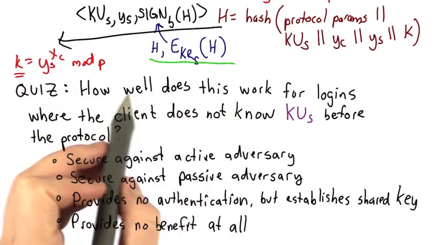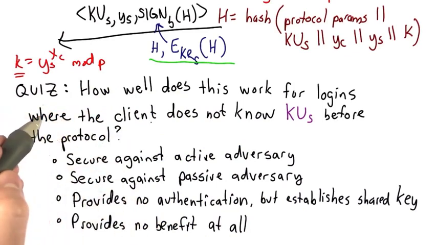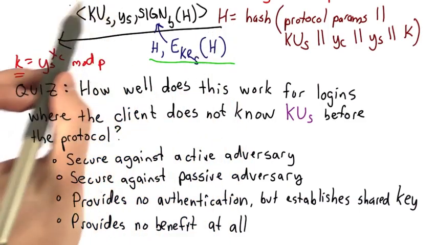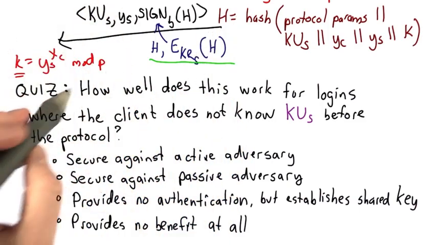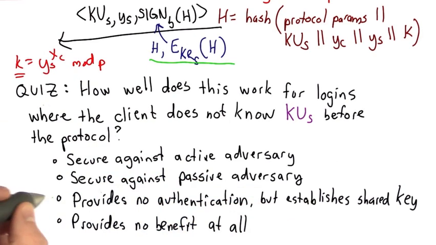So the next question is, how well does this actually work for providing our goal of authenticating the server to the client in cases where the client does not know this public key value before the protocol? We note that in this step, the server sends the public key to the client, and that's the key that's used to verify the signature. So here are the possible answers. Think about what we actually get from this protocol. So the best answer is that it does not provide any authentication.